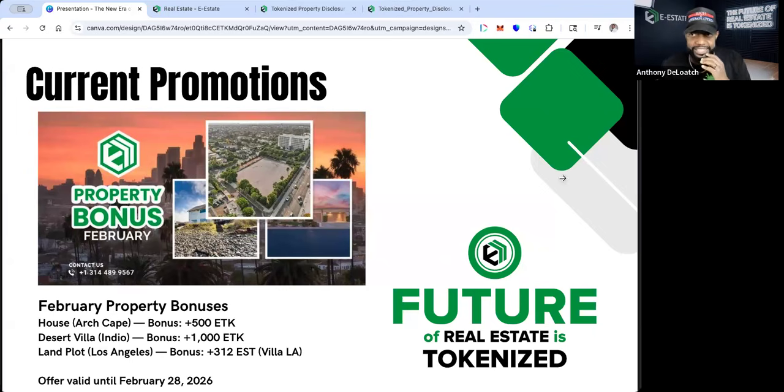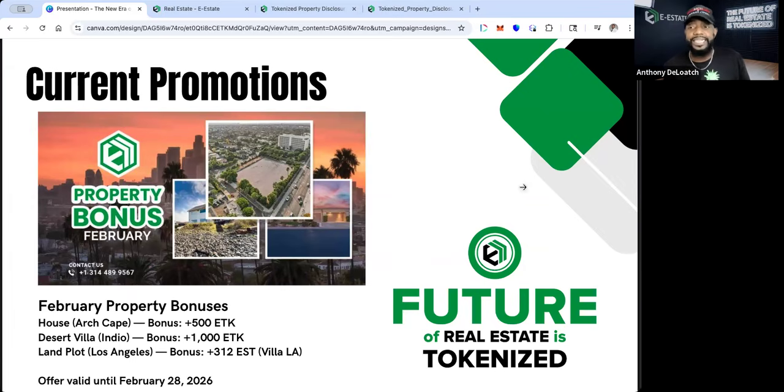So let's talk about this, guys. Here's a current promotion. And some of you all, look, I want to tell you, we put this promotion out for people who are ready to get started during the month of February. This offer is valid until February 28th. After February 28th, this goes away. So let me tell you how you can get started here.